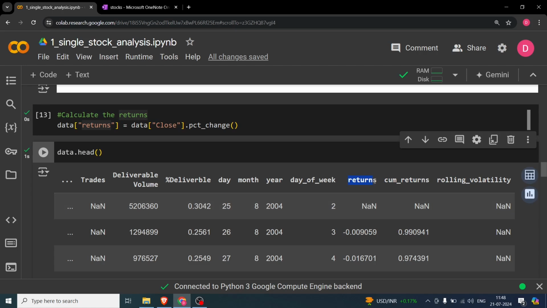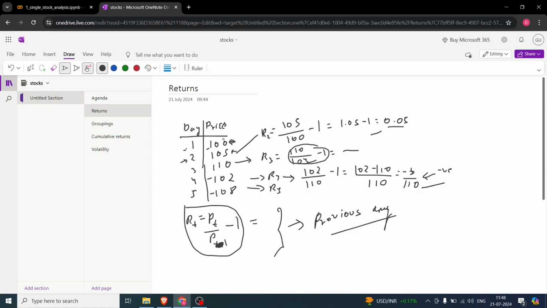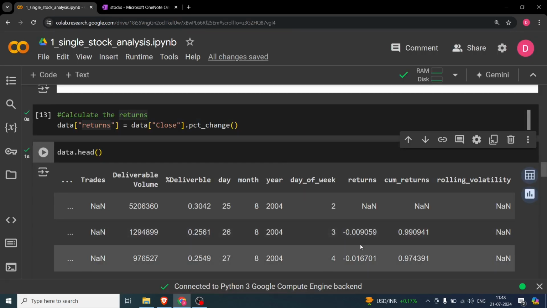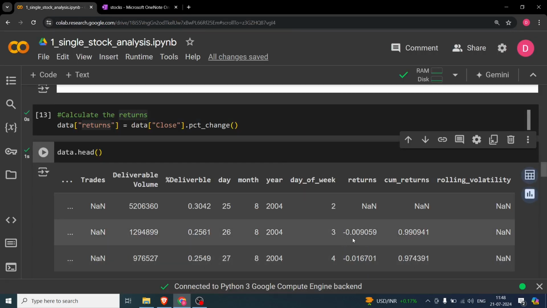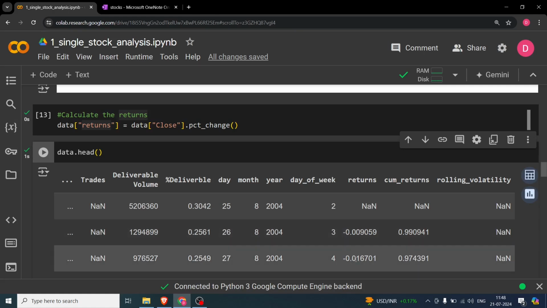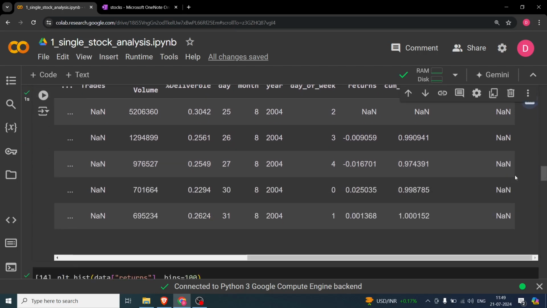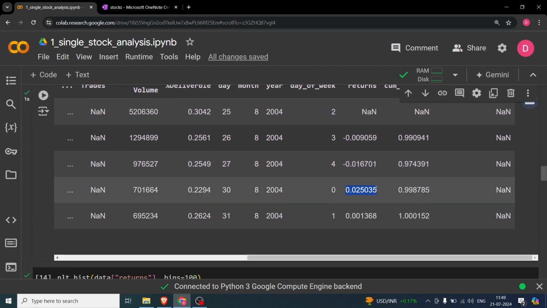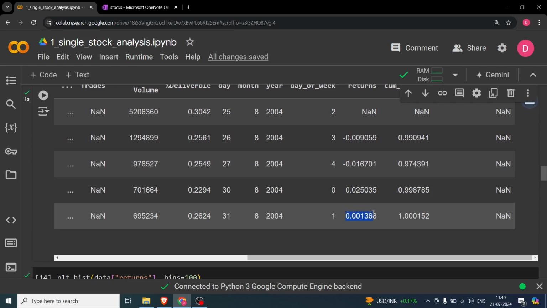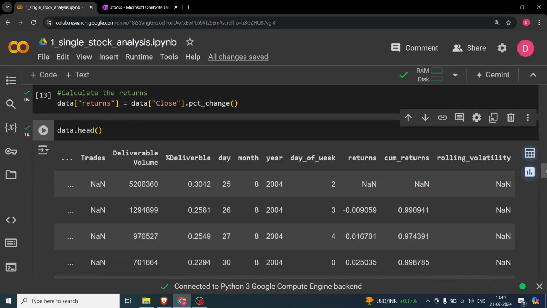So returns here, obviously the first one has to be NaN. Why? Because for the first one there is no previous day, because this is the first day, so obviously it will be NaN, but for the second day you can calculate. On the second day our return was minus 0.009059, and on the third day again there is some decrement in the stock prices. On the fourth day you can see we have made some gains over here. Okay, so this is the return.